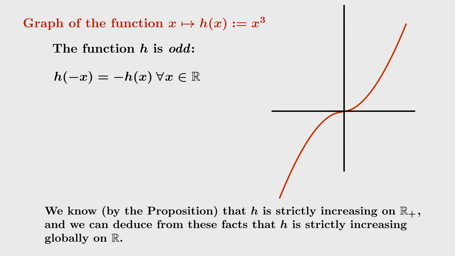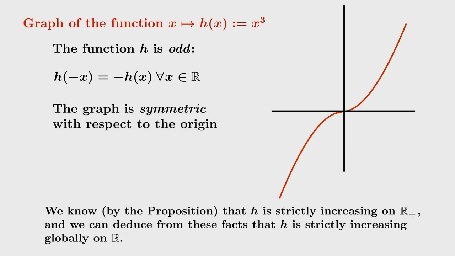Well, the function h is odd. h of minus x is the same as minus h of x, as you can check. This property of a function gives you a kind of symmetry. Different from the symmetry about an axis that we saw earlier, this gives you symmetry with respect to the origin. The meaning of that is the following. If you take a point (x, y) on the graph and draw a straight line from (x, y) through the origin, you will meet the point (minus x, minus y), and that point will also be on the graph.